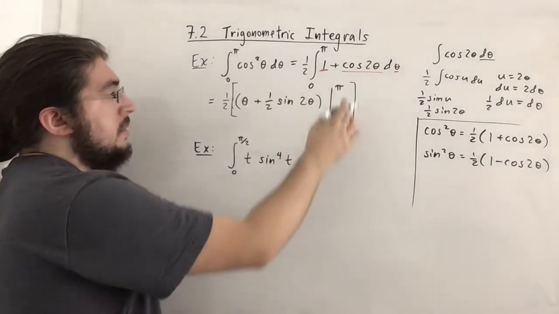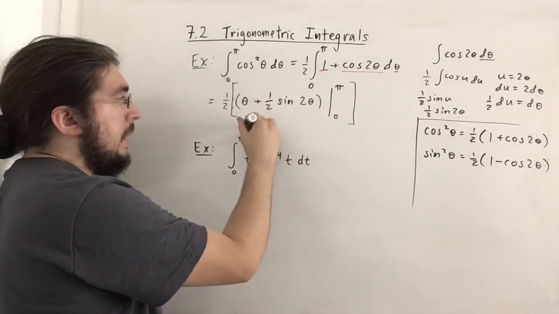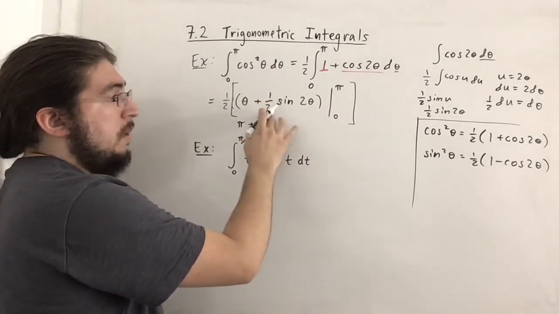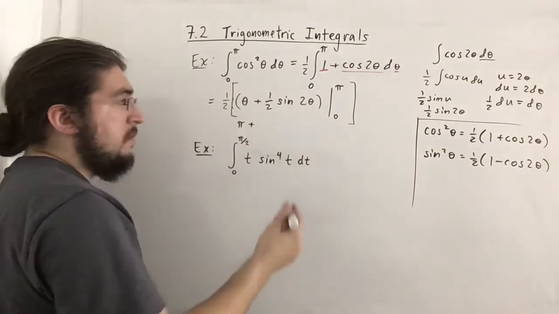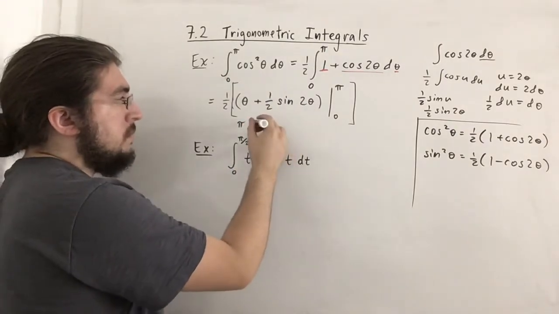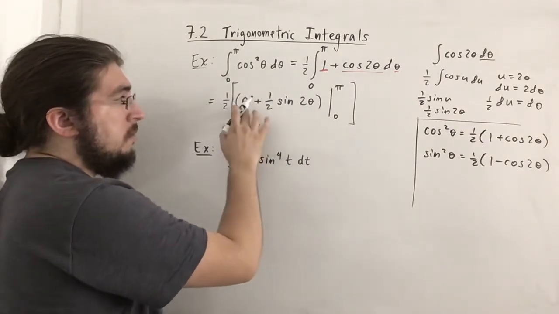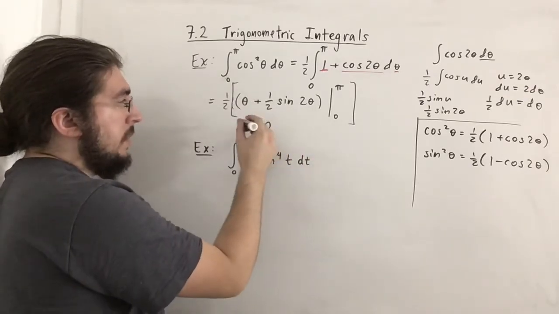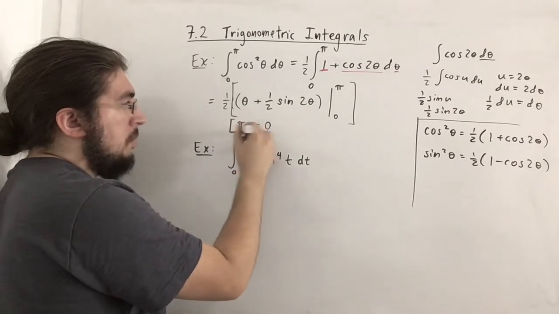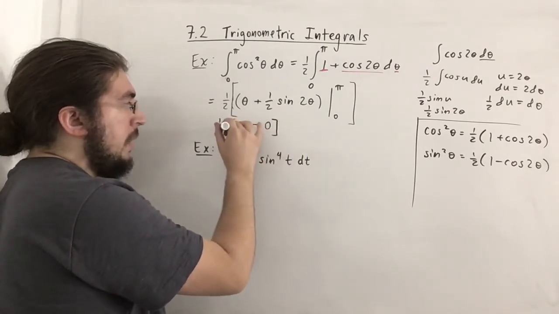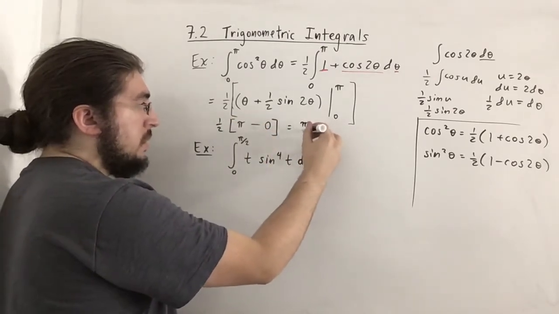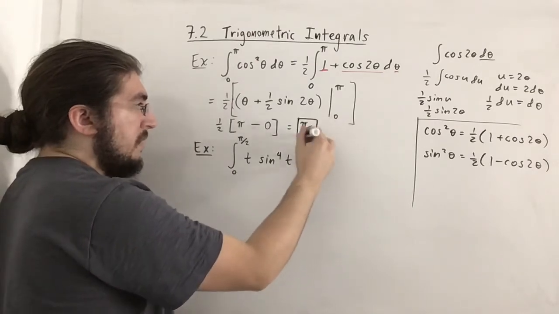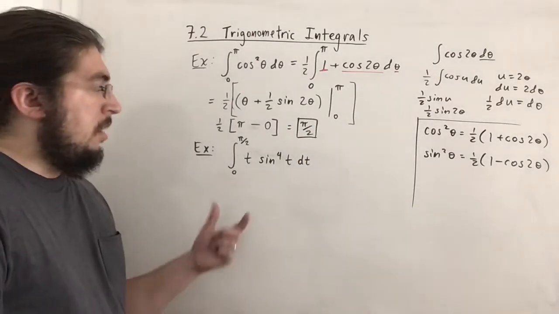So when you plug in pi into theta, you get pi plus 1/2 sine of 2 pi. Sine of 2 pi is 0 though, so our first term is just pi, minus, when you plug in 0, that's 0, sine of 0 is also 0, so you just end up getting pi anyways. And since it's all multiplied by 1/2, in reality, the answer here is really just pi over 2. Perfect.